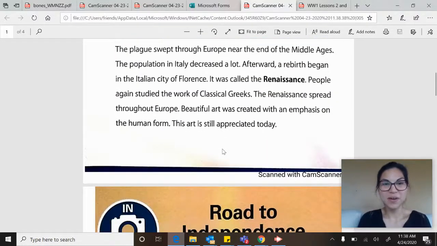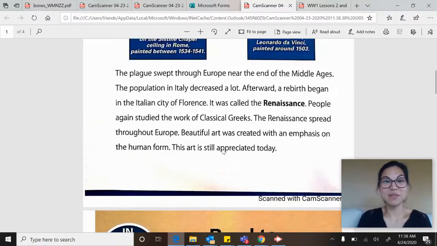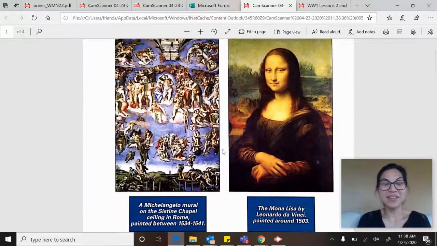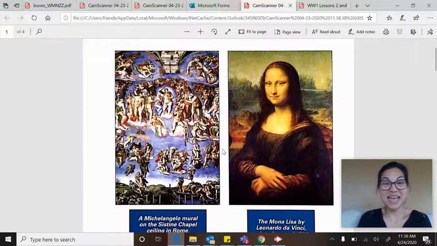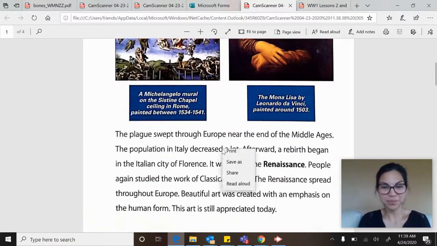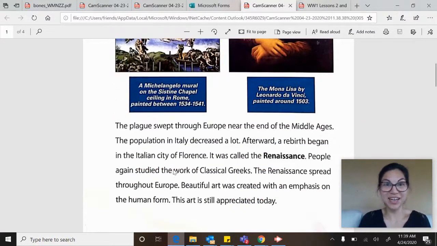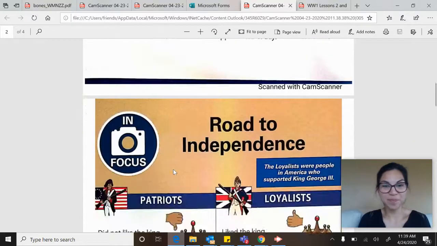Just like we can examine and observe these two paintings today, we can still appreciate all the hard work that these artists had to put forward to create these beautiful pieces of art. So they are still appreciated today.